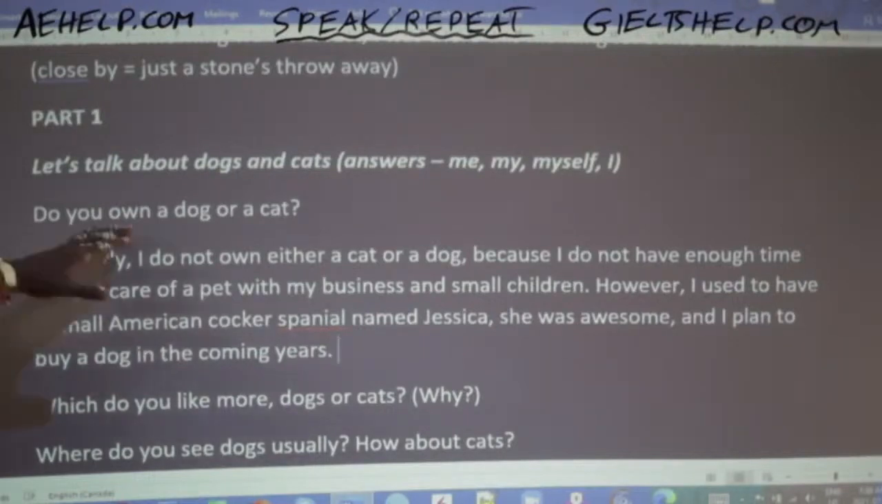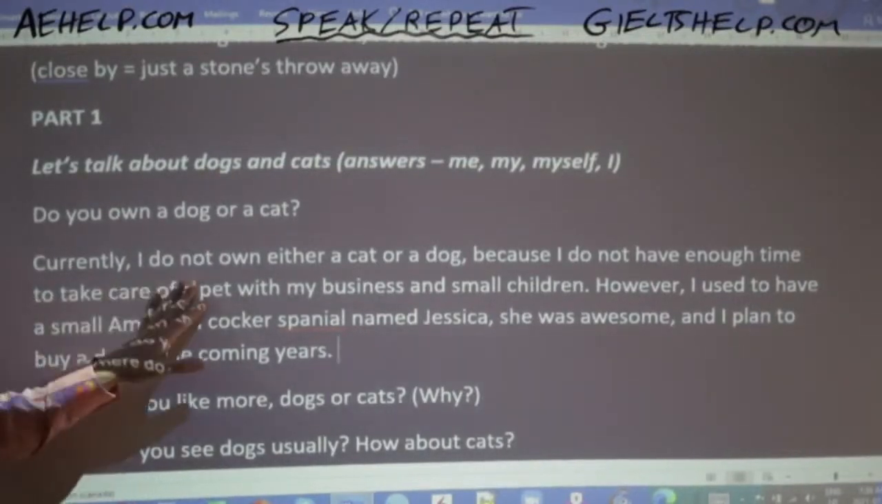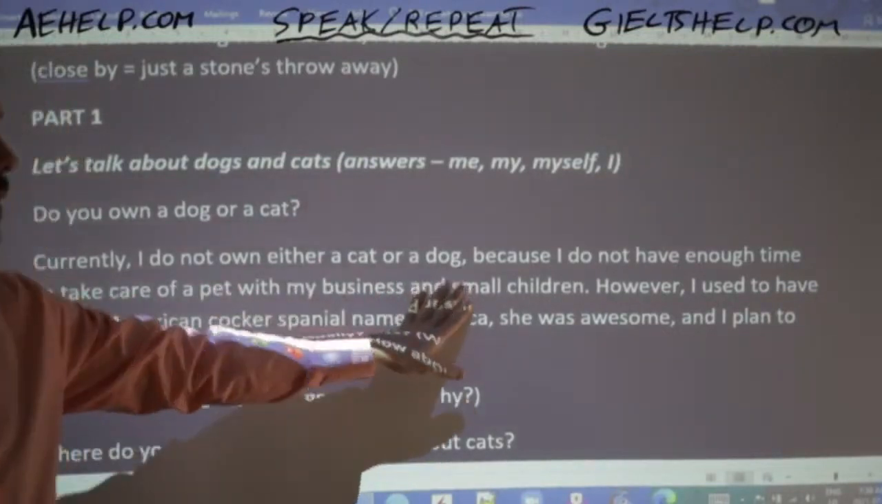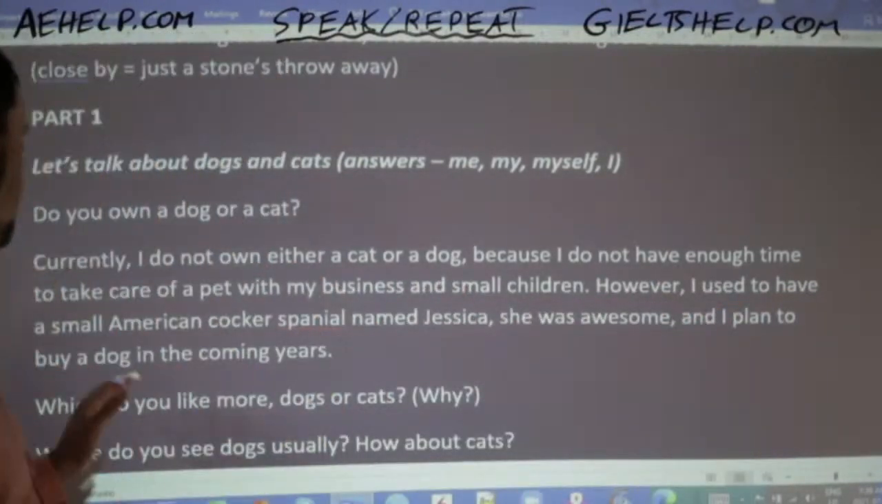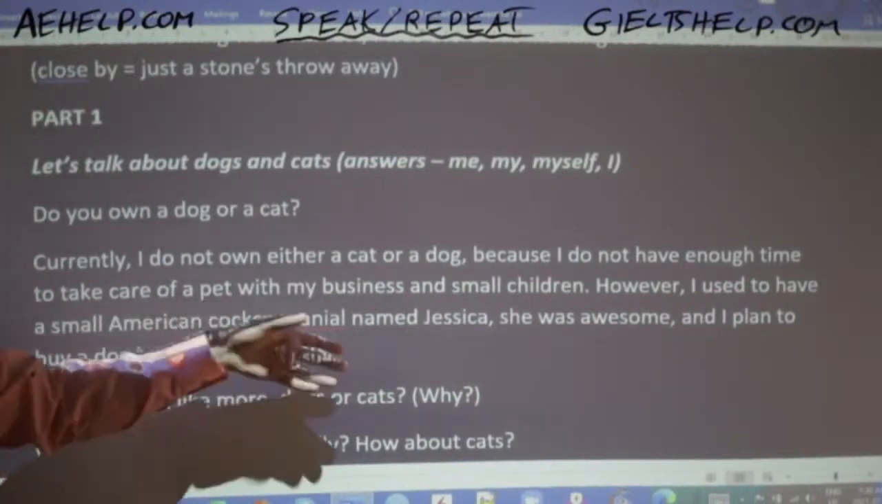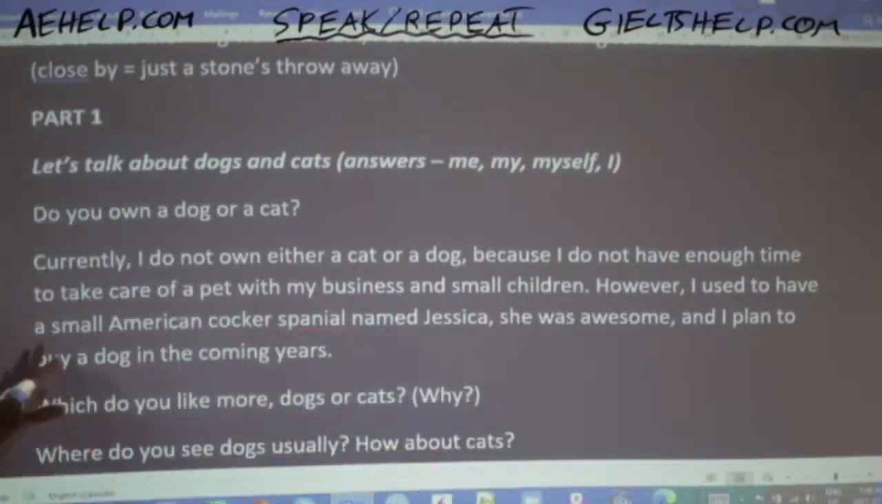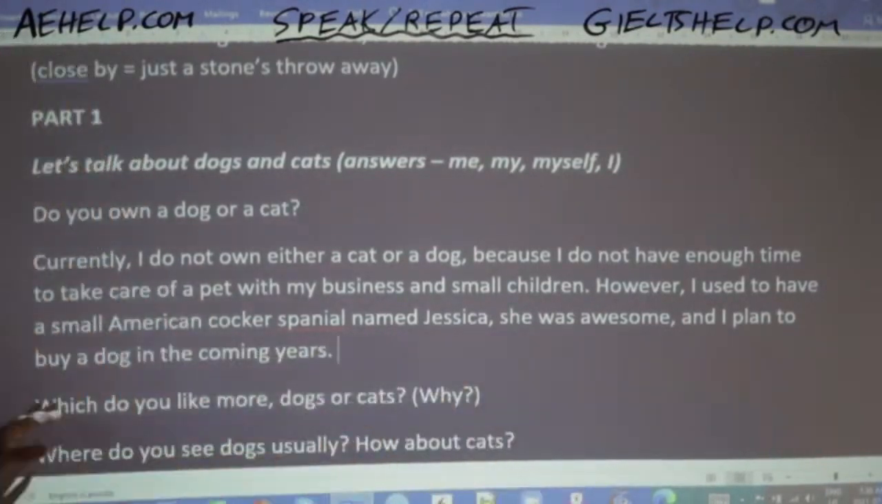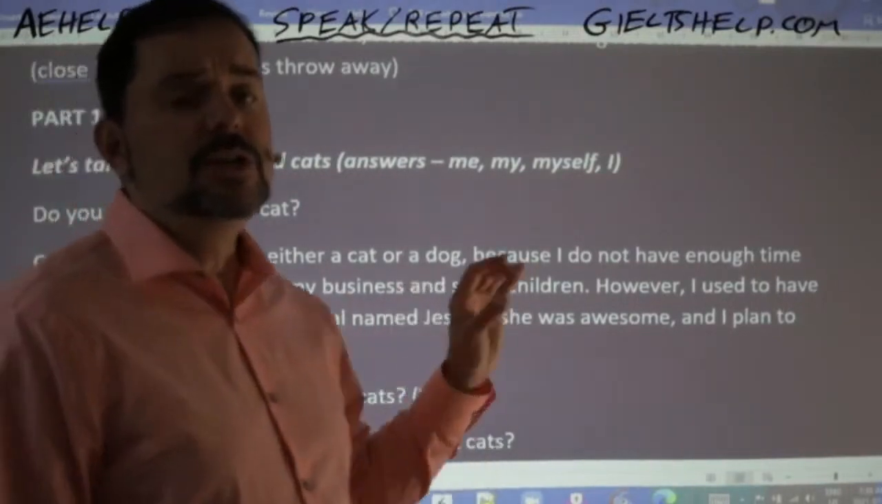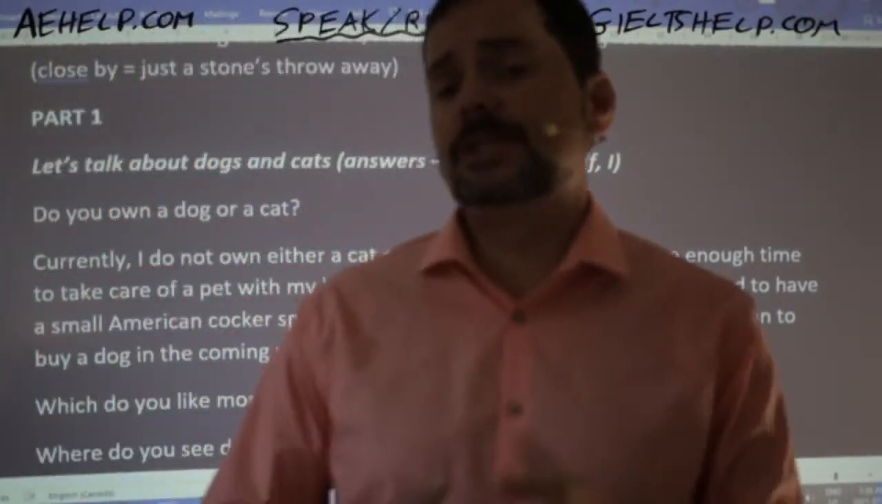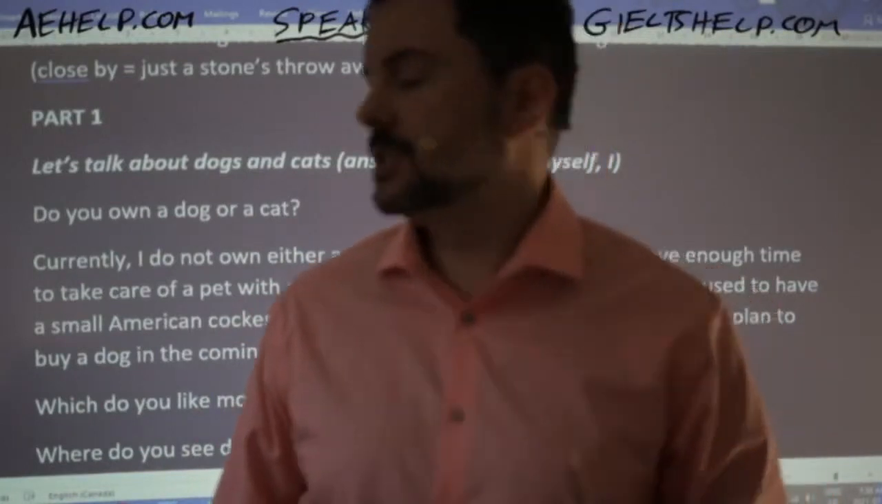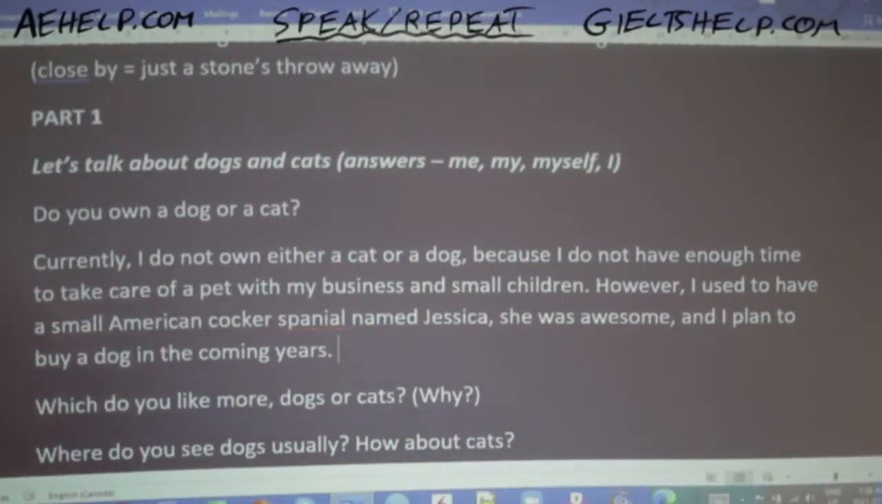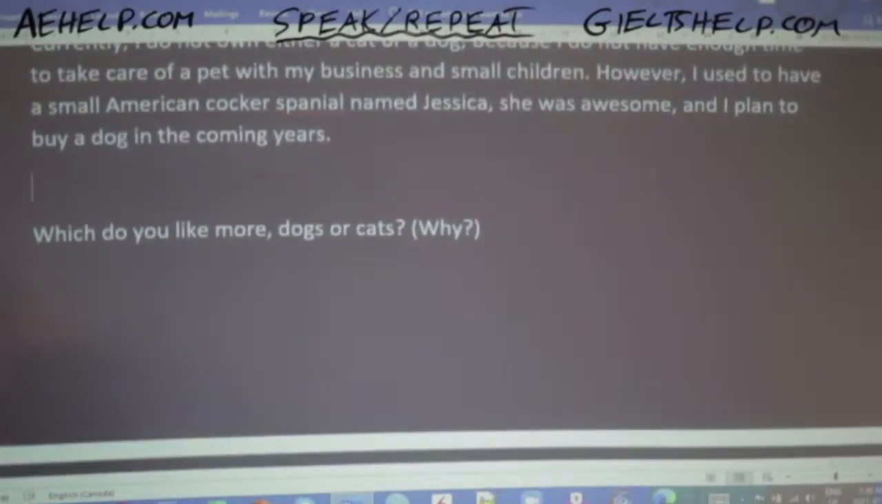So, page from my life. Do you own a dog or a cat? Currently, I do not own either a cat or a dog because I do not have enough time to take care of a pet with my business and small children. However, I used to have a small American Cocker Spaniel named Jessica. She was awesome, and I plan to buy a dog in the coming years. Okay, so just remember, students, even if your answer is negative, please don't just say something like, no, I don't have pets. Okay, this will not get you a band 9.